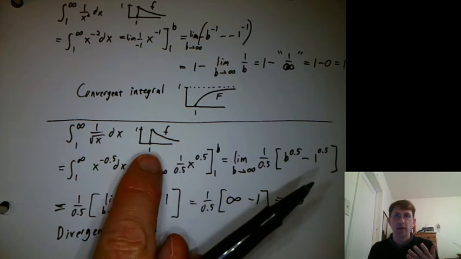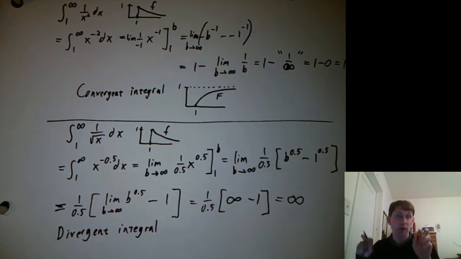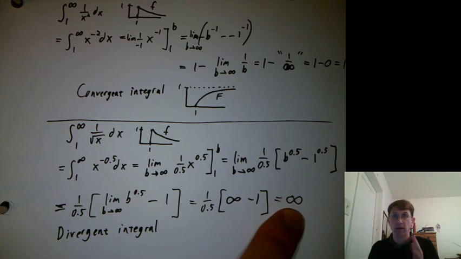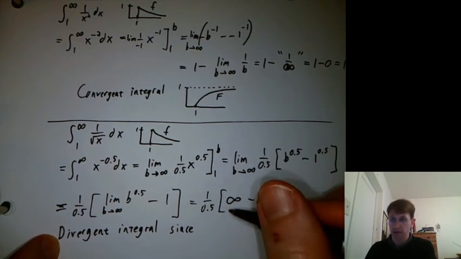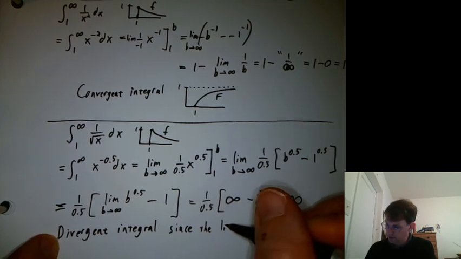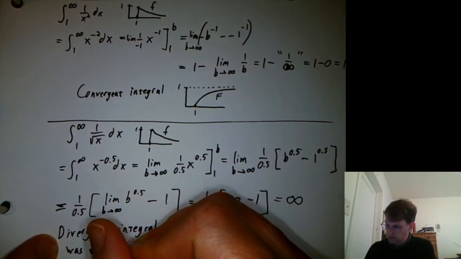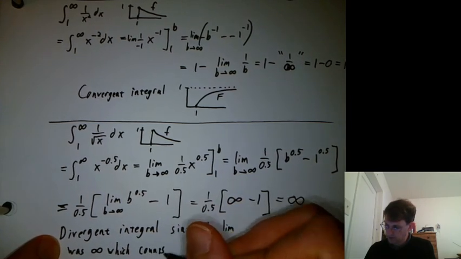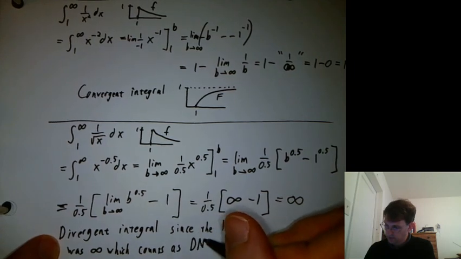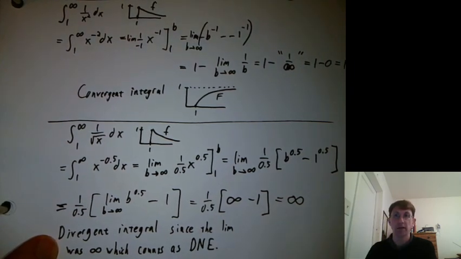Now, it kind of seems like, well, we wrote a number here, but when the limit is infinity, that counts as does not exist. And when the limit does not exist, we say the integral is divergent, either because stuff grew to infinity or because stuff oscillated without settling down. So this is a divergent integral since the limit was infinity, which counts as DNE, does not exist.